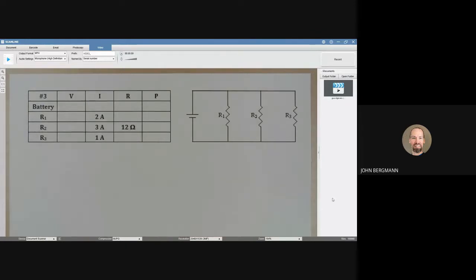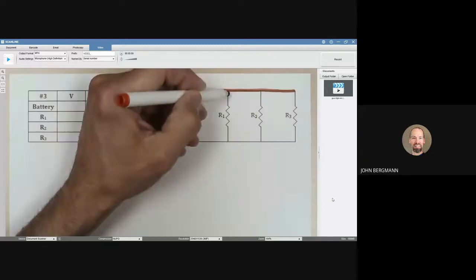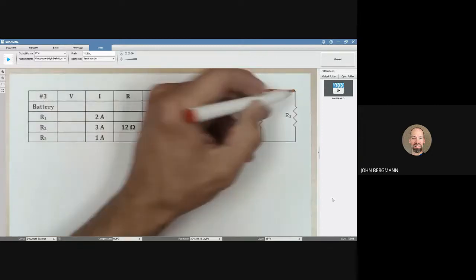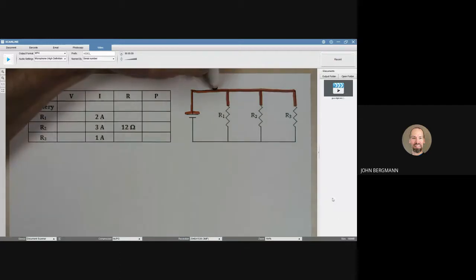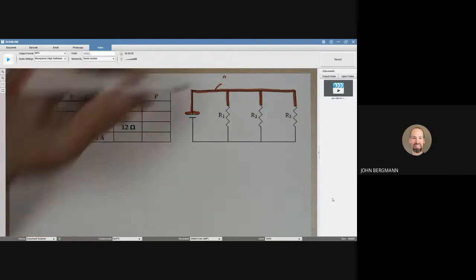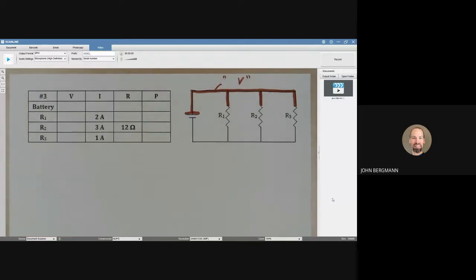But what I like to do to start out with is look at my circuit and, if not actually color the wires, at least mentally color the wires. All of those will have the same electric pressure. They will have the same voltage. Now, we don't know what that's going to be, but maybe we'll find out as this all goes on.